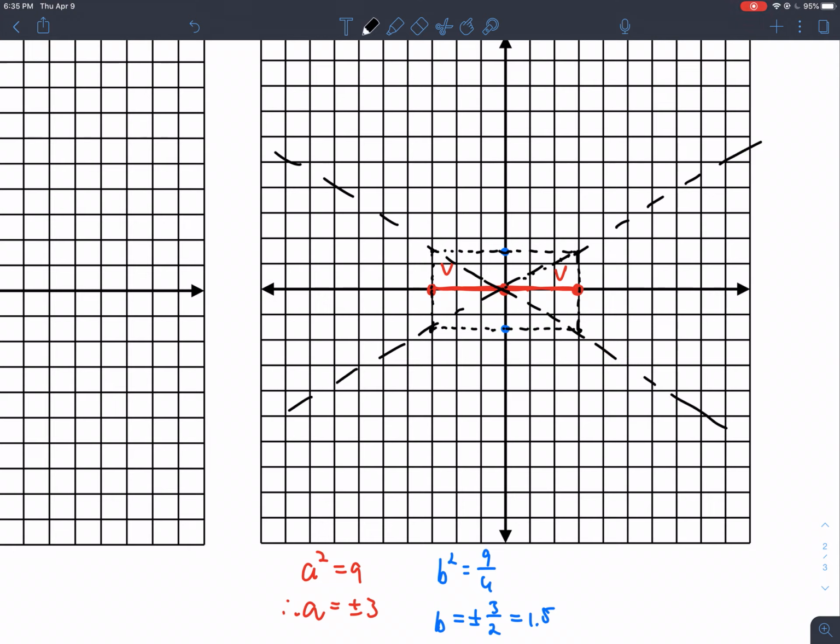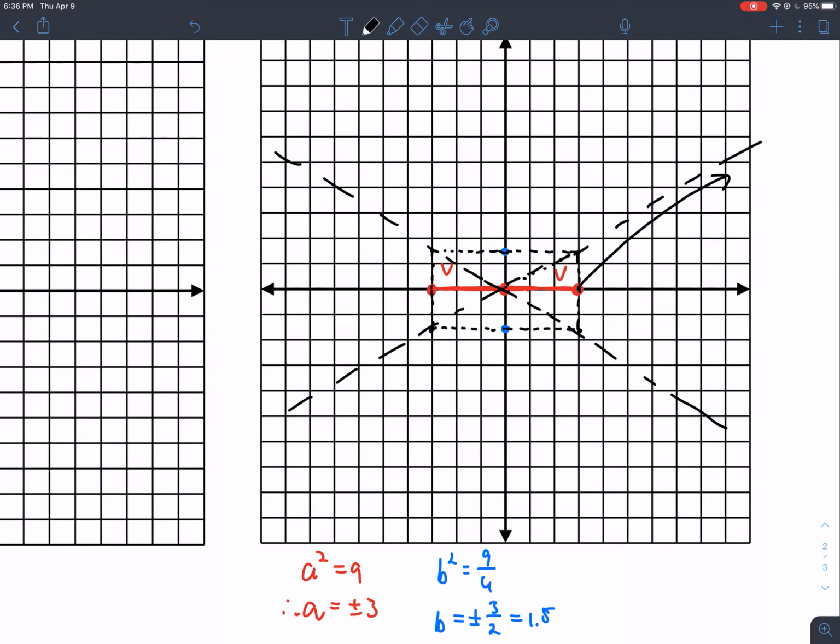Now a lot of students make a mistake here. Do you see what I did? I labeled vertex here, and vertex here. The red dots there are the vertices. And this is not a co-vertex, so I don't do anything here. It just helps me draw the box. So now I can already draw the hyperbola. The hyperbola looks like this.